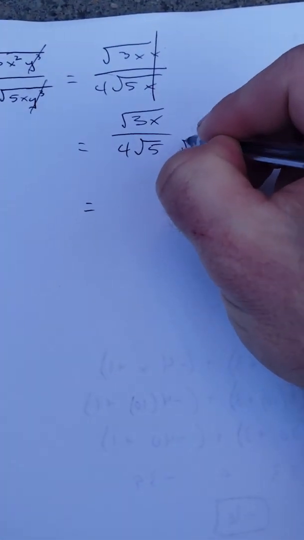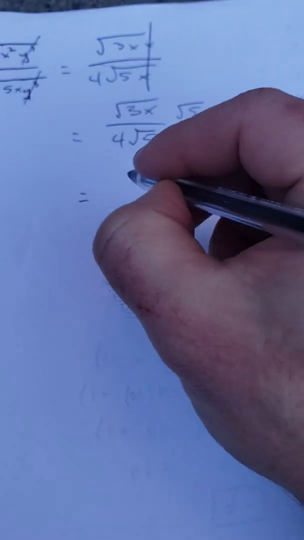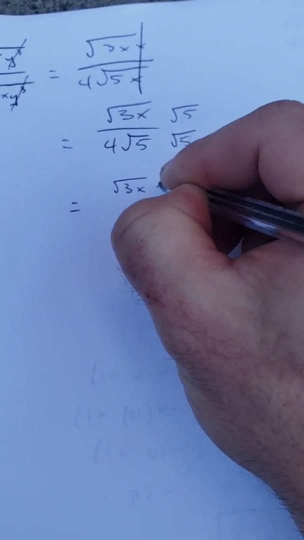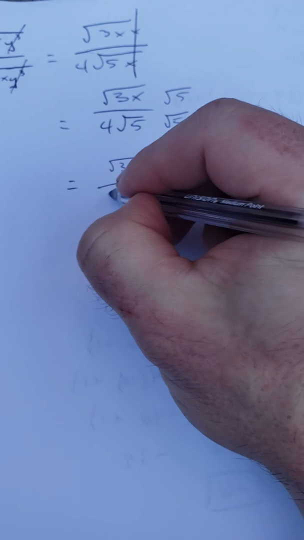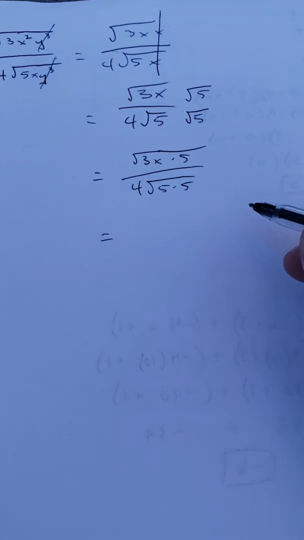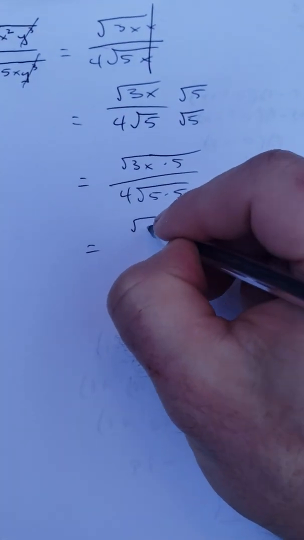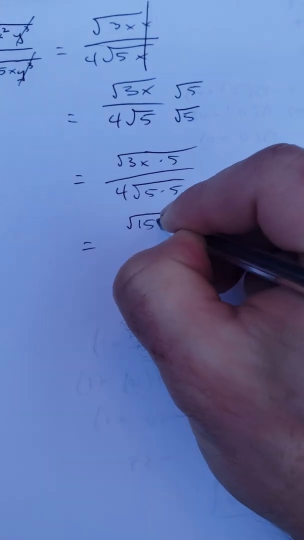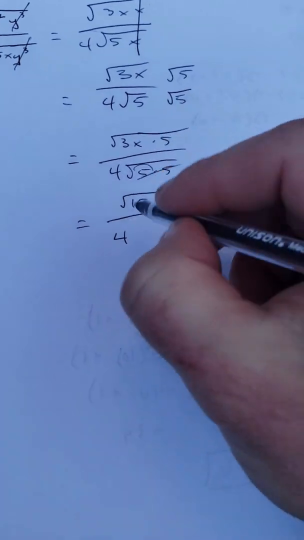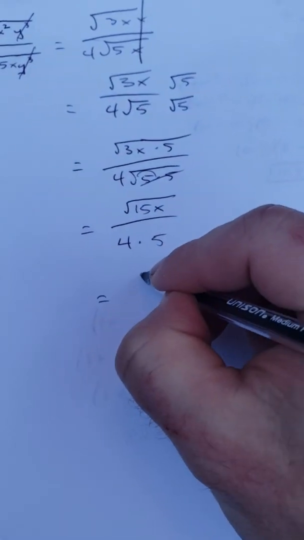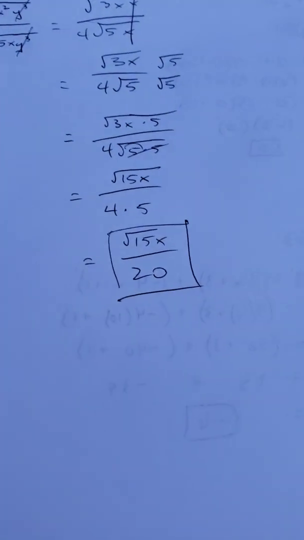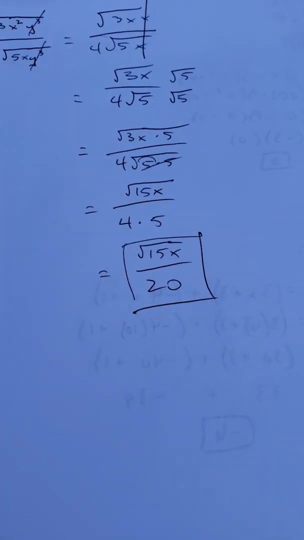Boom. I'm going to take this. We're going to go square root 5, square root 5. I got square root 3x times 5 over 4 square root 5 times 5. Okay? So on top, I have square root 15x. On bottom, we have 4. I see 5 twice. I can pull it out. Times 5. Square root 15x over 20. Boom. Can't do any more. We're done.